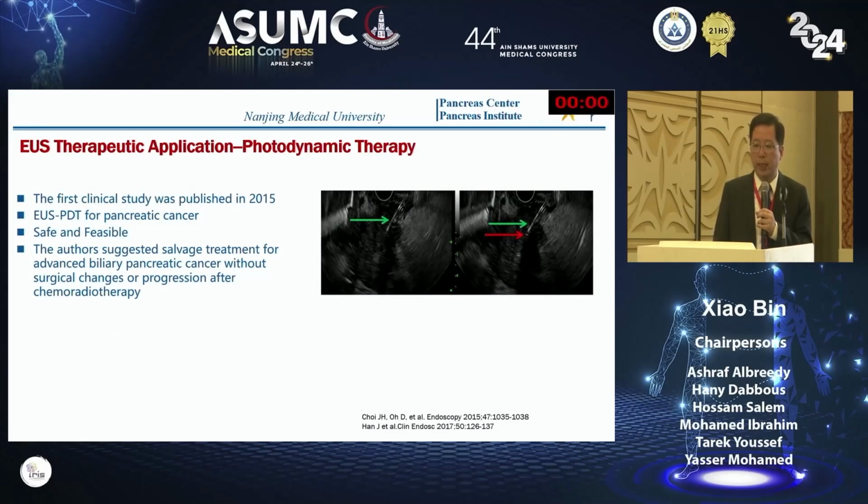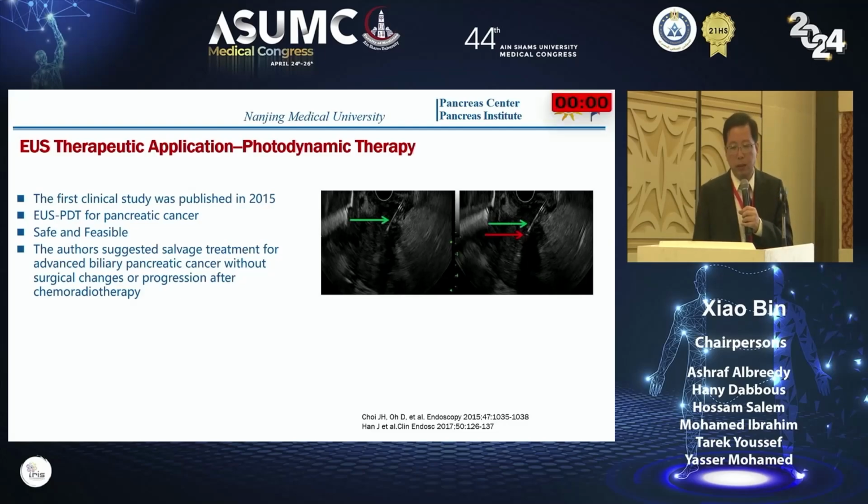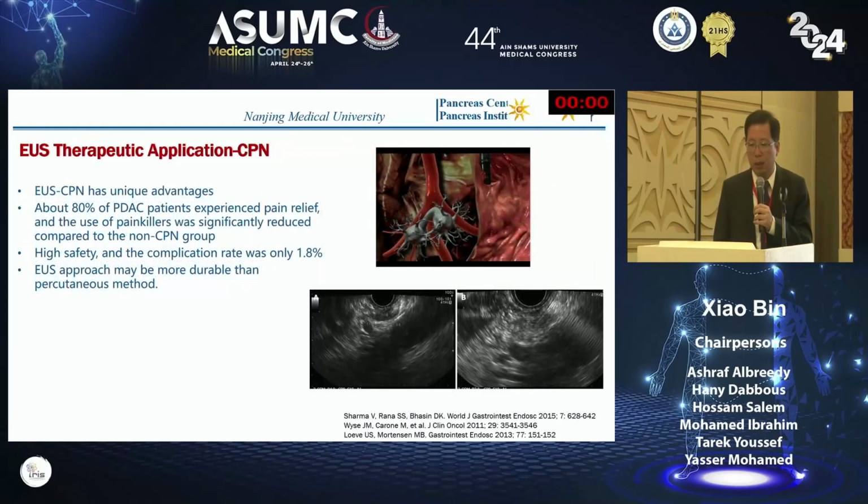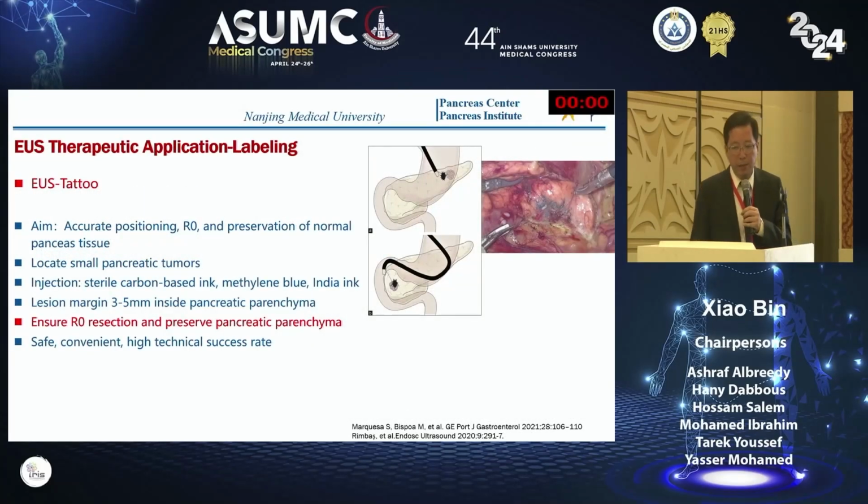Some people have also reported EUS-guided photodynamic therapy. And celiac plexus neurolysis is another important application in unresectable pancreatic cancer. Labeling is another use that has appeared in recent years.